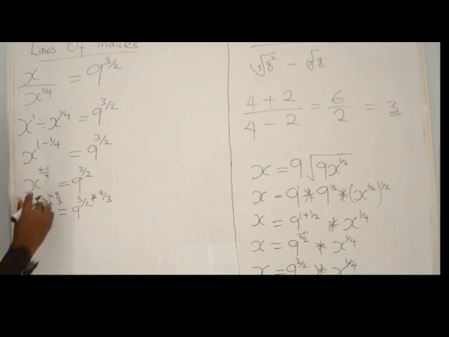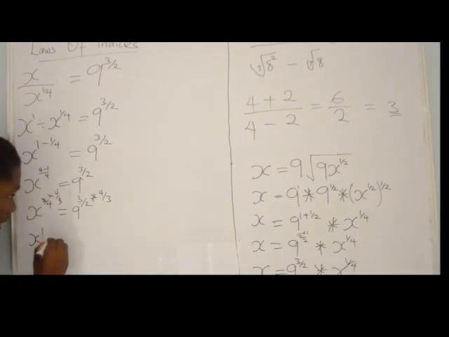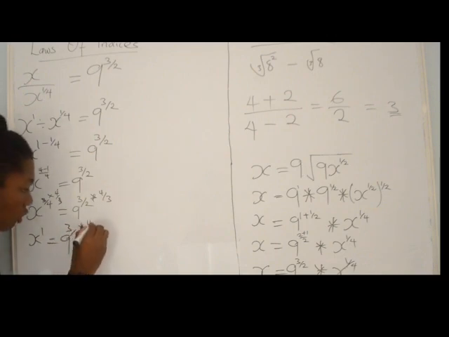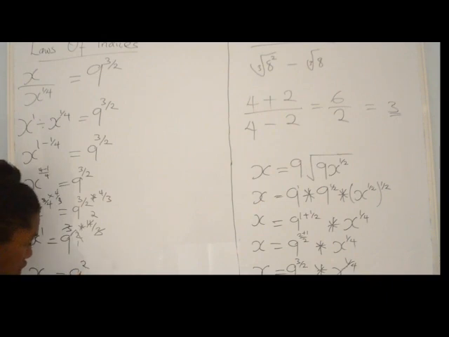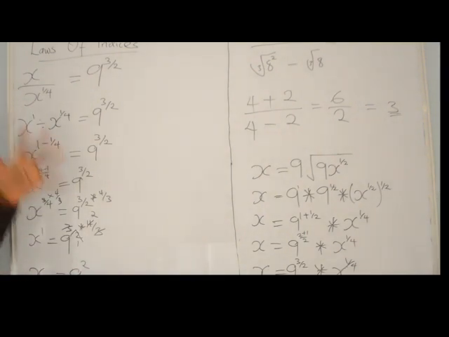So x raised to power 1, 3 will cancel 3, 4 will cancel 4, we are left with 1. x raised to power 1 will be giving us 9 raised to power 3 over 2 multiplied by 4 over 3. Now 3 will cancel 3, and then we are left with 4 over 2. 2 will go here 1 and go here 2 times, right? So we are left with x equal to 9 raised to power 2, and 9 raised to power 2 is equal to 81. So if you follow this step by step, you will be able to follow us.